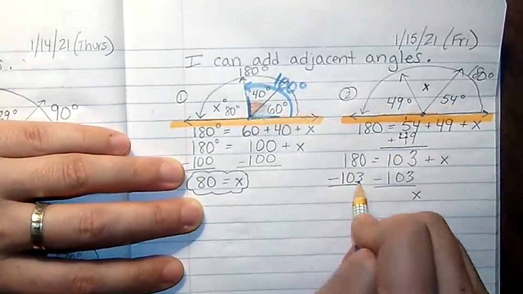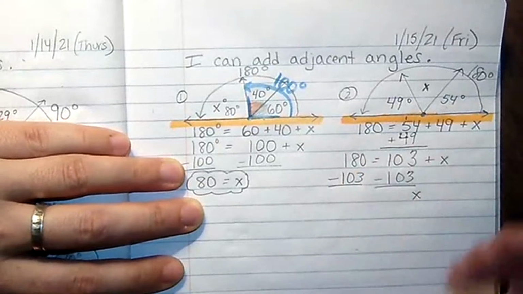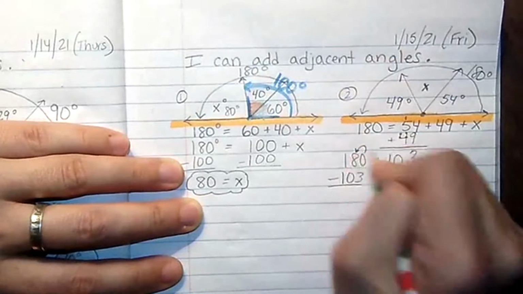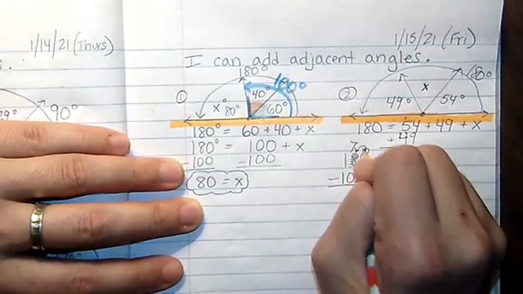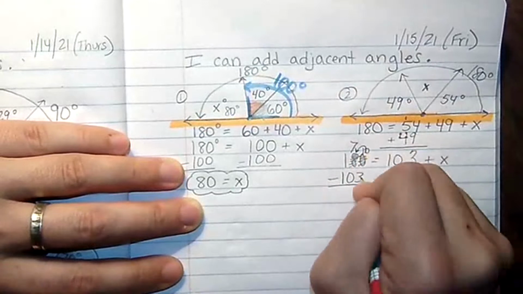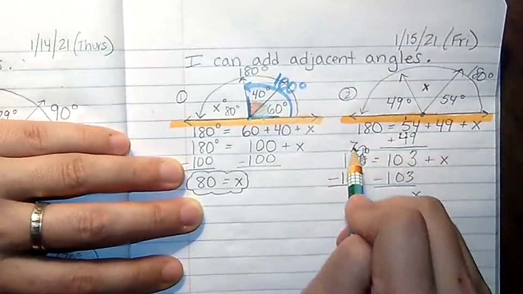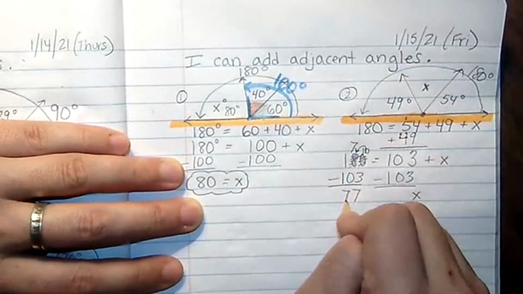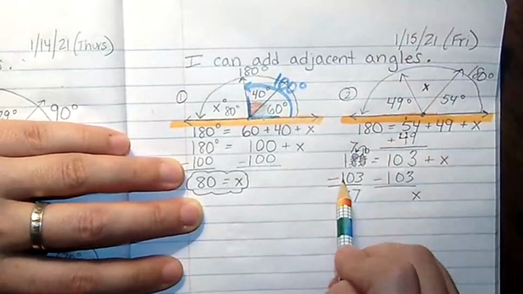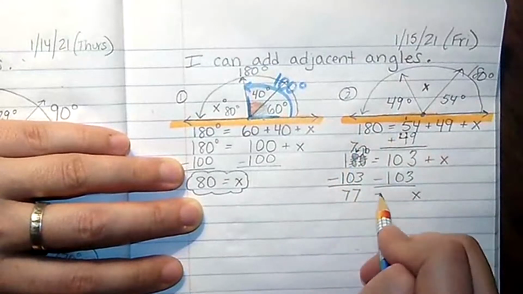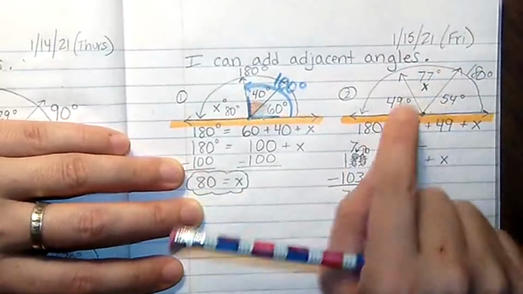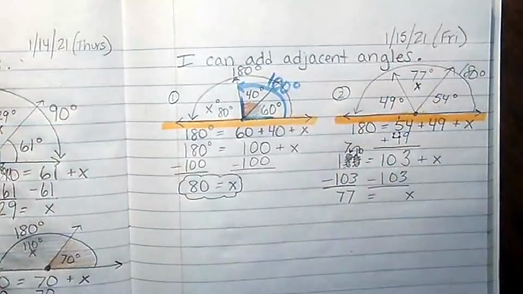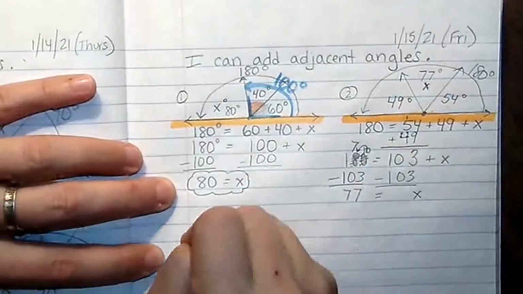What's 0 take away 3? I can't do it. Neighbor, neighbor, can I borrow one? Sure. Now instead of 8, they have 7. And when I come back here, I have 10. 10 take away 3 is 7. What's 7 take away 0? Still 7. And what's 1 take away 1? That's 0. So 77 is X. And if I checked, if I did 54 plus 77 plus 49, guess what it would equal? It would equal 180. All right, here's number 3.